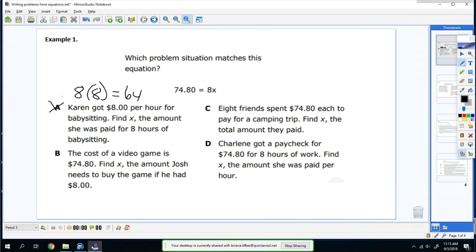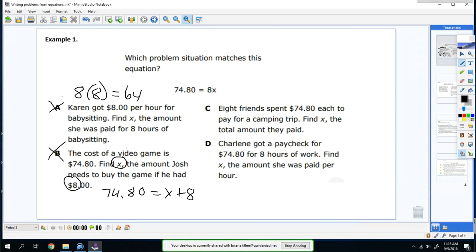B, the cost of the video game is $74.80. Good. Find X, the amount Josh needs to buy the game if he had $8. So your total is $74.80 equals, okay, so we're good so far. We're going to do X plus 8. The reason we're doing X plus 8 is because he needs to find out how much more money he needs to get. He already has $8, so you take the $8 plus X, the amount he needs to get to be able to buy the $74.80 video game. So that's close, but not correct.